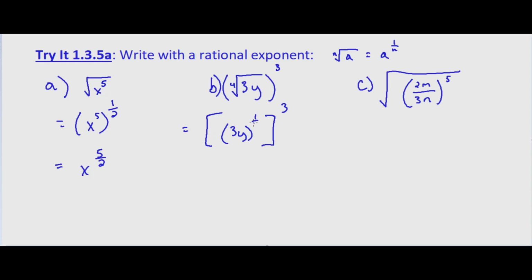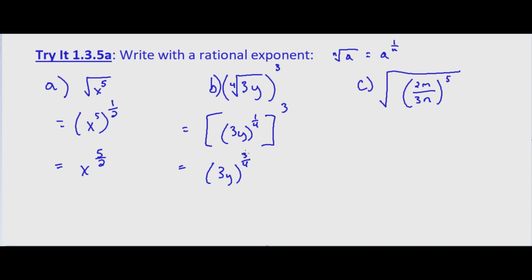to the 1/4. Well, now we're still taking an exponent to an exponent. This is 3y to the 1/4 cubed. So we multiply the exponents. 3 times 1/4 is simply 3/4. So this ends up being 3y to the 3/4.